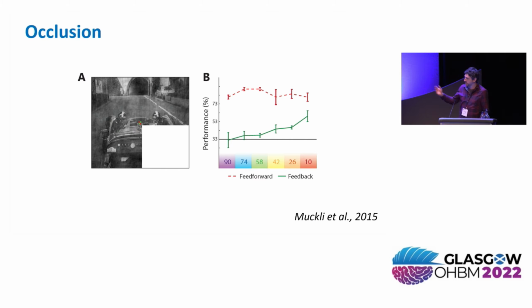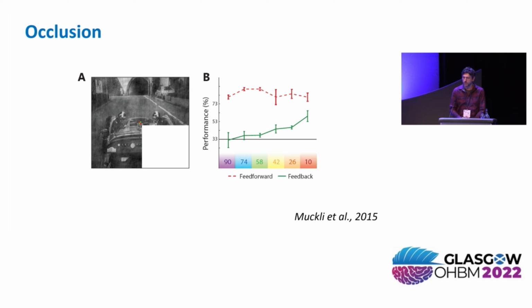Lars Muckli, who introduced the session, has for many years used this occlusion paradigm in humans using fMRI. In these studies, they're typically using a natural scene, one of maybe three natural scenes, and the bottom right corner of the scene is occluded. And it's been shown many, many times that you can easily decode the information present in the rest of the image from the voxels that are in the occluded region of the scene.